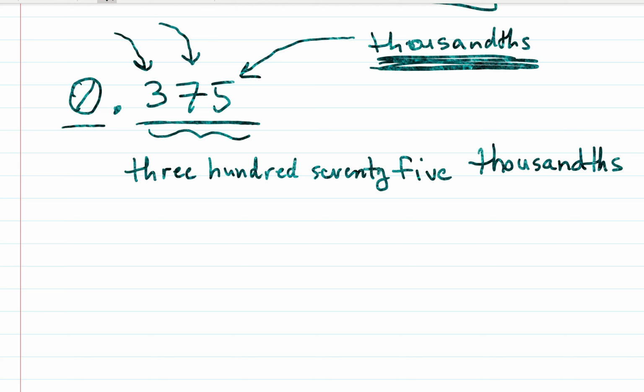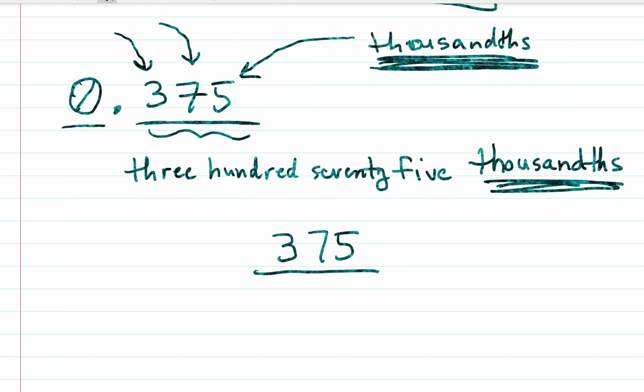Now, all of that was so we can write it as a fraction. It makes it easier when we're able to say it and then write it out in words, because now the fraction is 375. We write the number 375, right? And then this tells us to write it over 1,000. 375 thousandths.